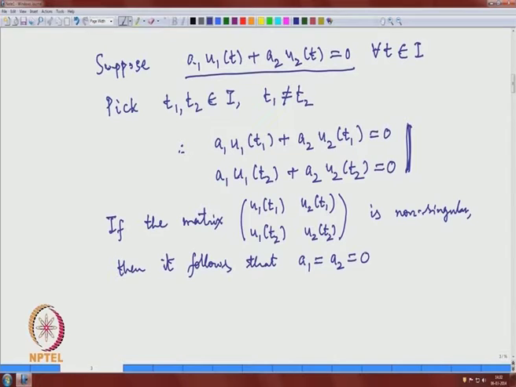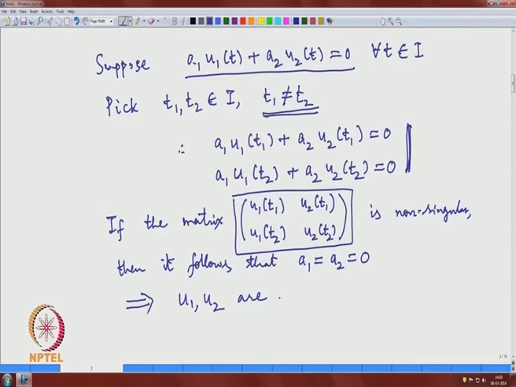So, with this condition, if we are able to pick two distinct points in the interval I such that this matrix is non-singular, then we are getting a1 equal to a2 equal to 0. So, that implies u1, u2 are linearly independent. So, let me shorten it.